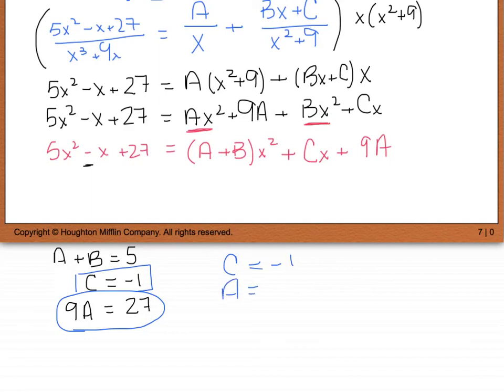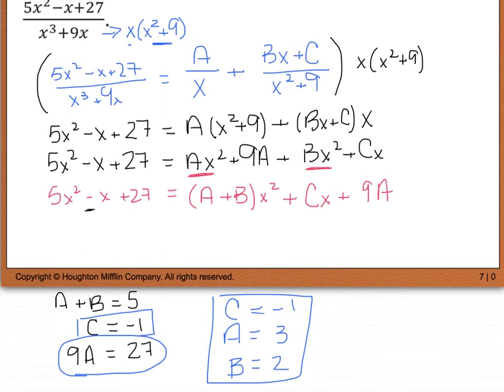A then is going to equal 27 divided by 9, or 3, and that tells me then that B is going to equal 3 plus B is 5, so B then is equal to 2. So A, B, and C are here, so if we want, we can scroll up and say that A is equal to 3, B is equal to 2, and C is -1.